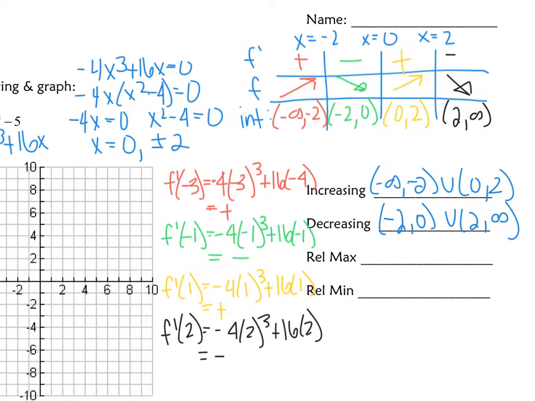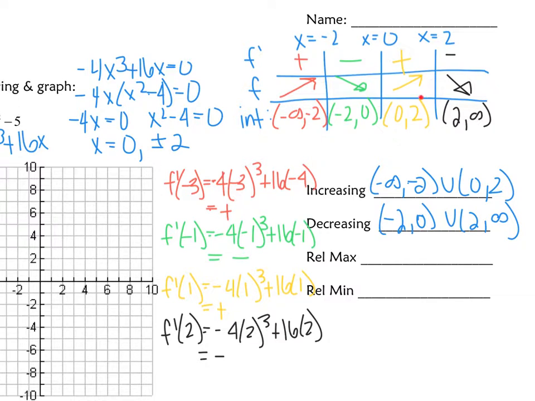Okay, make sure that your intervals cover the entire number line from negative infinity to infinity. So we have negative infinity to negative 2, then we jump down here, negative 2 to 0, 0 to 2, 2 to infinity. So we cover from negative infinity to infinity. Okay, so when we go to graph this, remember that you are going to practice graphing.